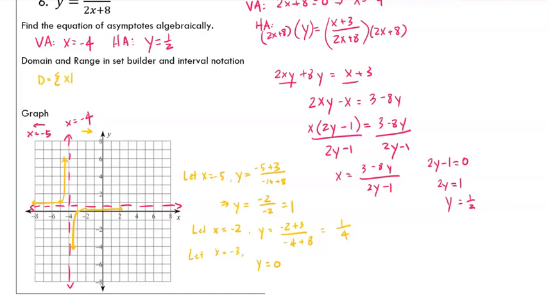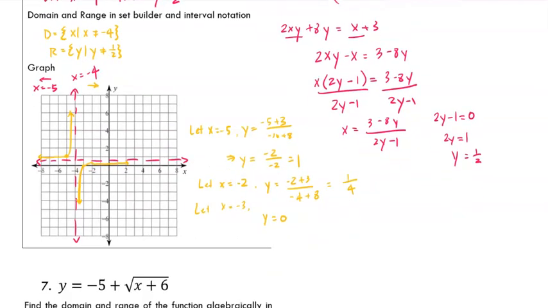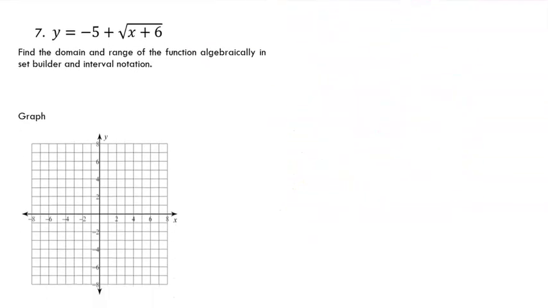And then I can go ahead and state my domain. So x such that x cannot be -4. Range: y such that y cannot be 1/2. Okay? Good job, guys. Next one.